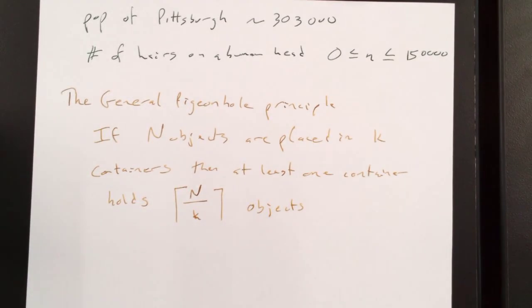In our case, 303,000 divided by 150,000 is 2 and change, right? It's 2 point something. So at least 3 people will have the same number of hairs on them.